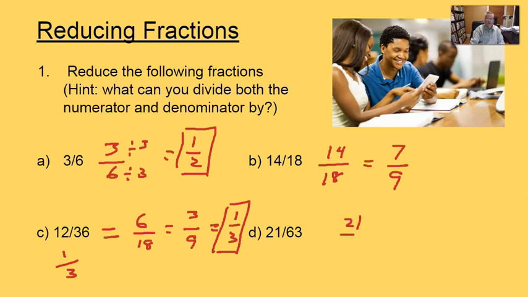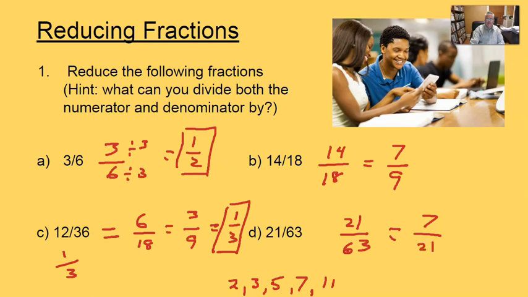21/63. Now, let me share a little secret. Usually, I try dividing by the prime numbers. I try dividing by 2, 3, 5, 7, and usually I don't need 11, but I usually start by trying to divide by one of these numbers and see if they go in both. So 2 doesn't go into 21 and 63, but 3 does. So 21 divided by 3 is 7. 63 divided by 3 is 21.